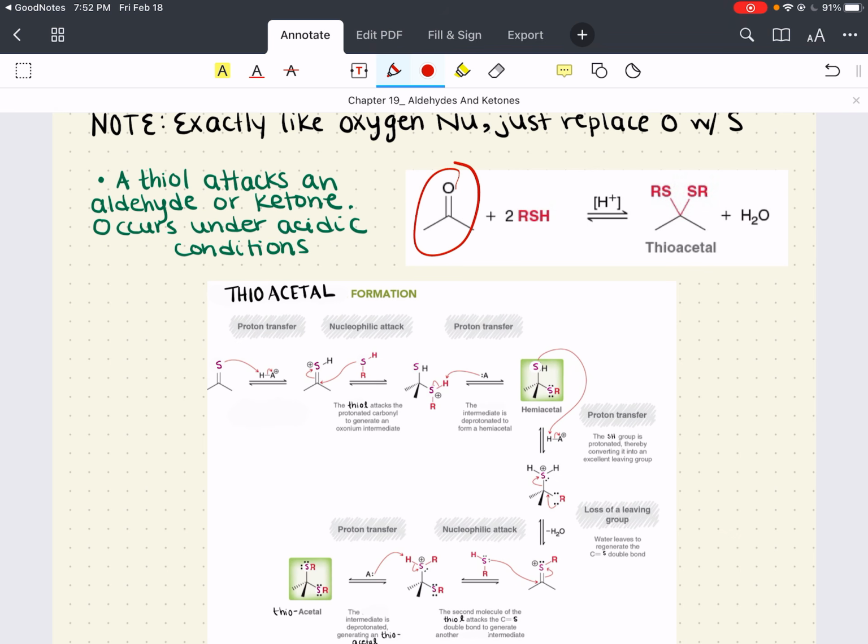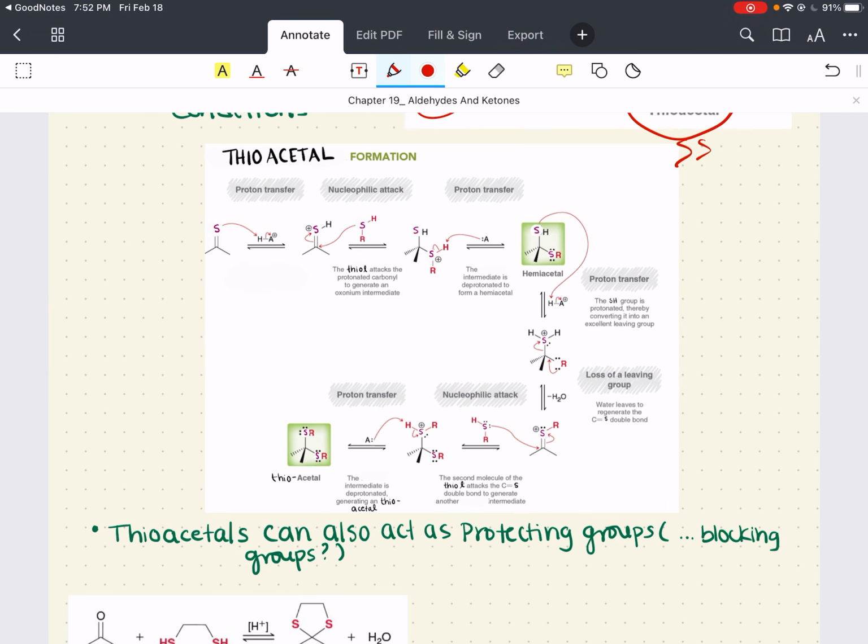So you can have a ketone or an aldehyde, and it's going to react with 2 equivalents of what is called a thiol, and what it's going to form as a product is this thioacetal, which is very comparable to the acetal that we formed using our oxygen nucleophiles. This transformation actually proceeds via a mechanism that is directly analogous to our acetal formation. The only difference really here is our sulfur atoms are taking the place of our oxygen atoms.